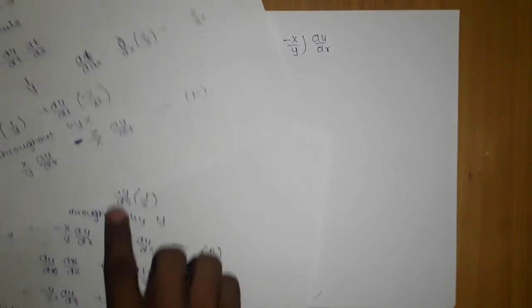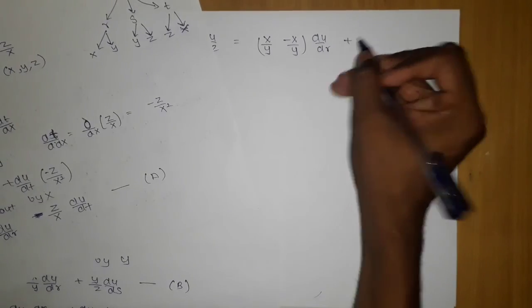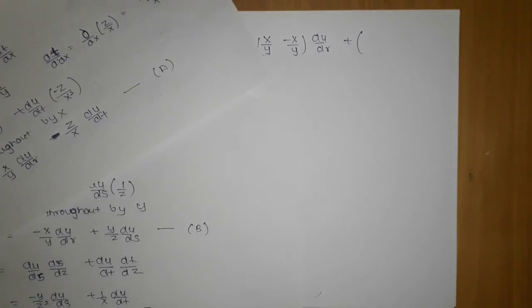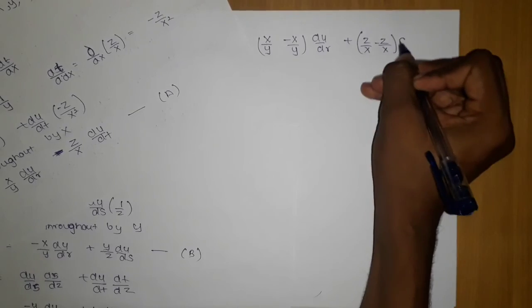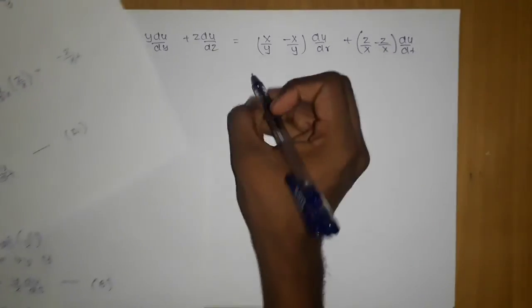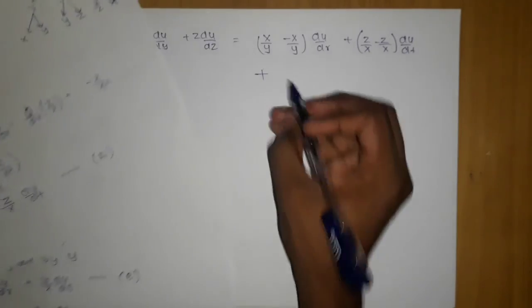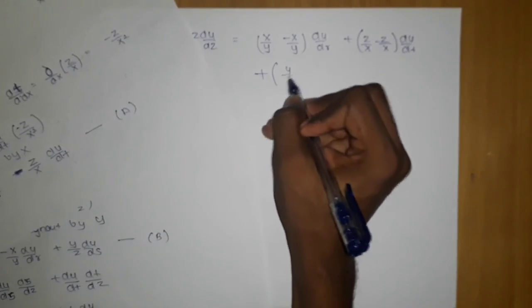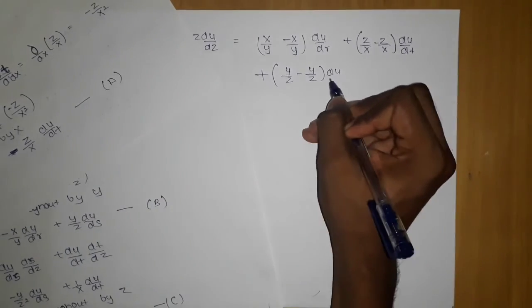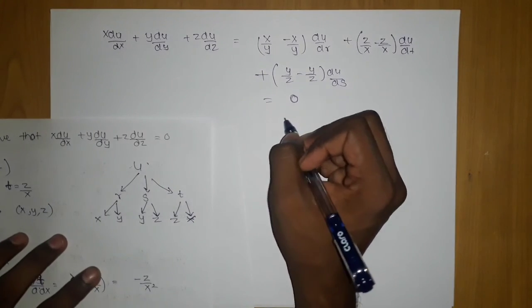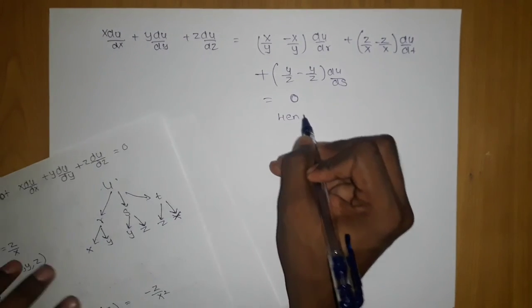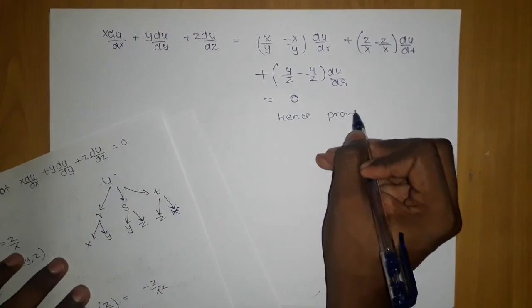Similarly, ∂u/∂t: here ∂u/∂t is z by x and minus z by x into ∂u/∂t. Similarly, here we have ∂u/∂s: ∂u/∂s is y by z, and here they have minus y by z, which is ∂u/∂s. So you can clearly see all things are cancelling out and you are getting 0. So hence we have proved whatever we required.